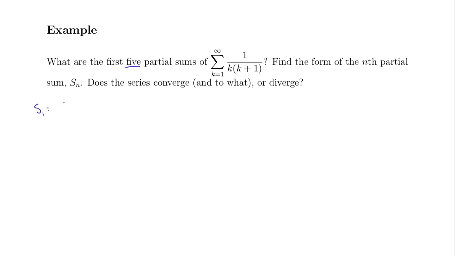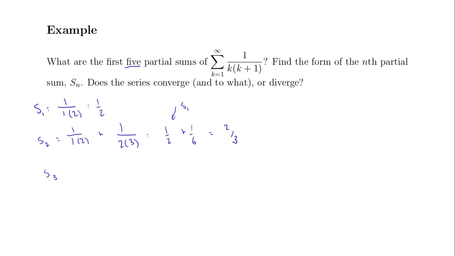S sub 1 is going to just be the first term. So this is 1 over 1 times 2, or half. S sub 2 is going to be 1 over 1 times 2 plus the second term, when k is equal to 2, 1 over 2 times 3. Or what you'll notice is that it's half plus a sixth. It's S sub 1 plus the next term. I should probably write out what that is. What's that? That's going to be 3/6 plus 1/6, so that's 4/6.